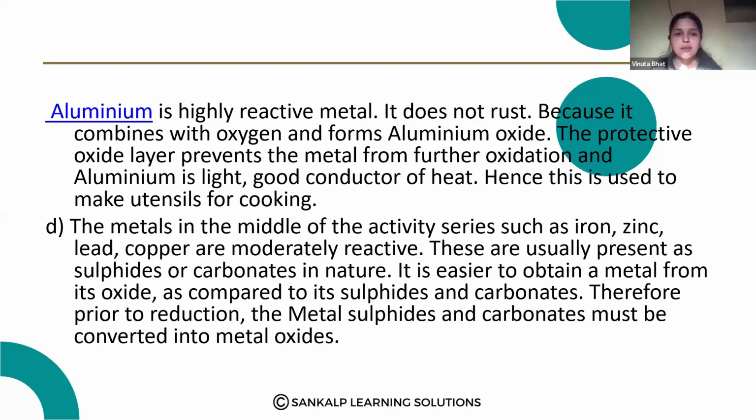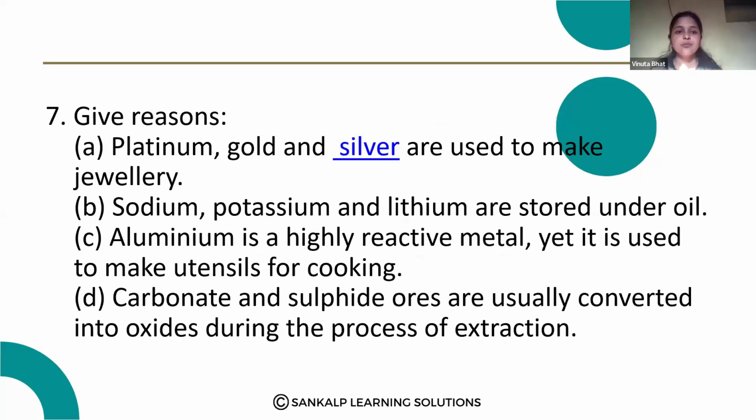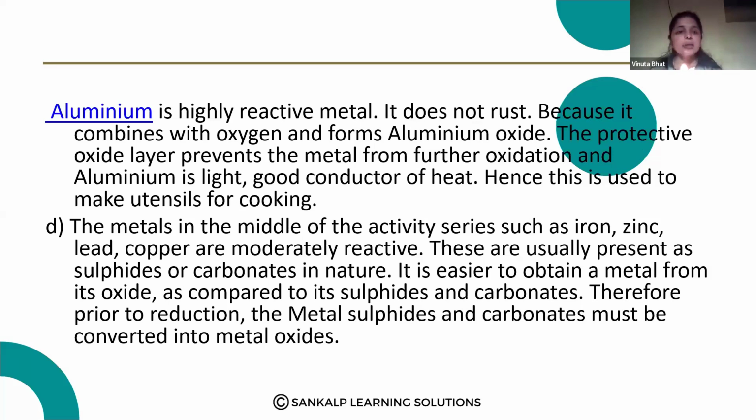And the fourth one, carbonate and sulfide ores are usually converted into oxides during the process of extraction. The metals in the middle of the reactivity series, such as iron, zinc, lead, copper, are moderately reactive and are usually present as sulfide or carbonate ores. So it is easier to obtain a metal from its oxide as compared to its sulfides and carbonates. Therefore, prior to reduction, the metal sulfides and carbonates must be converted into metal oxides. Okay, so that is the reason.